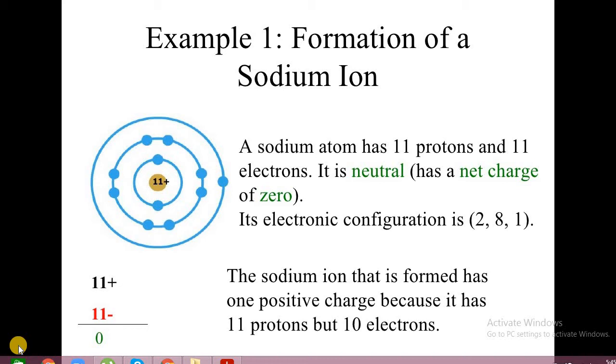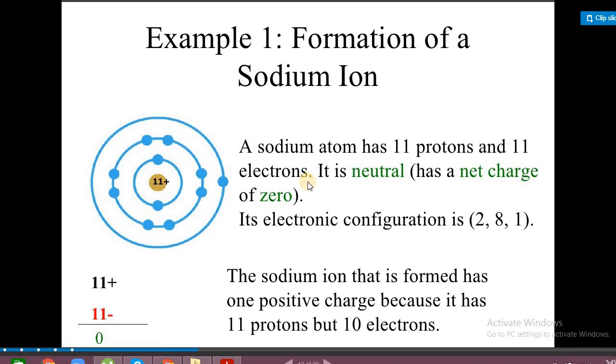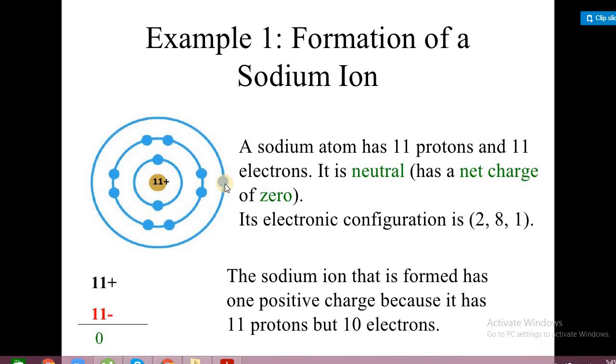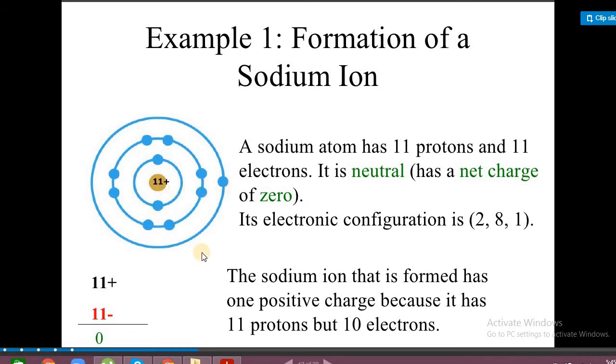The atomic number of sodium is 11, meaning it has 11 protons and 11 electrons. The arrangement of these electrons is, as you can see on the screen, 2 electrons in the first shell. In the second shell, as per the rule, we have 8 electrons. So the remaining 1 electron will occupy the third shell, which is going to be the valence shell for the sodium atom. So here 2, 8 and 1 is the electronic configuration for the sodium atom.